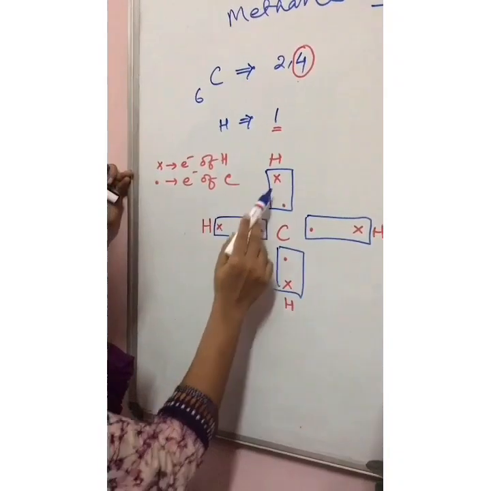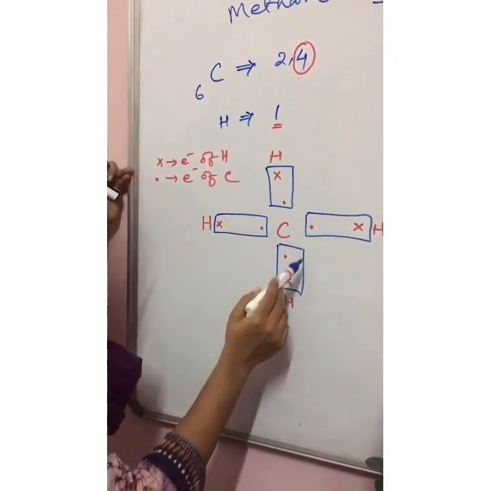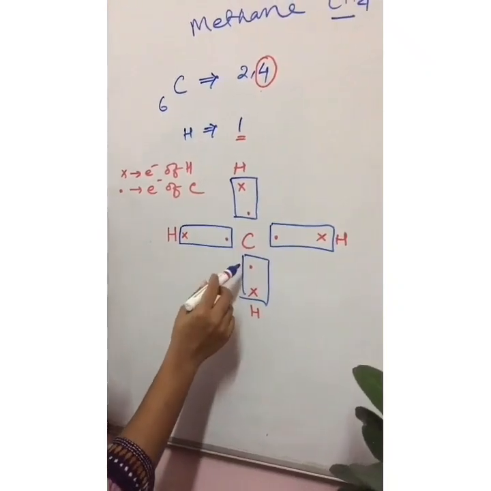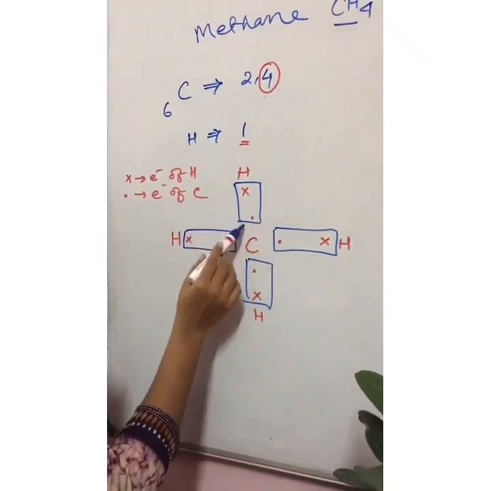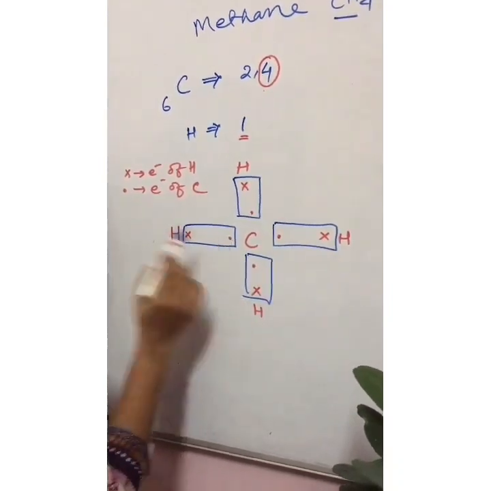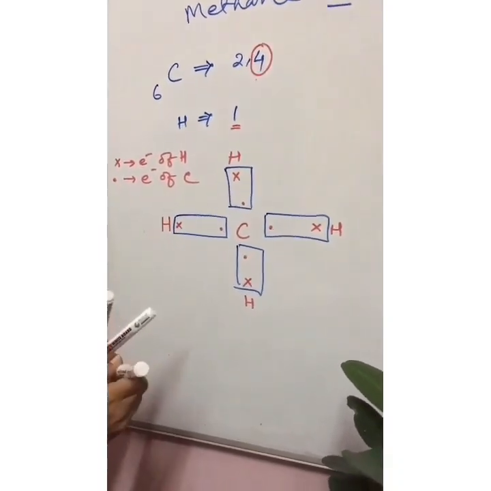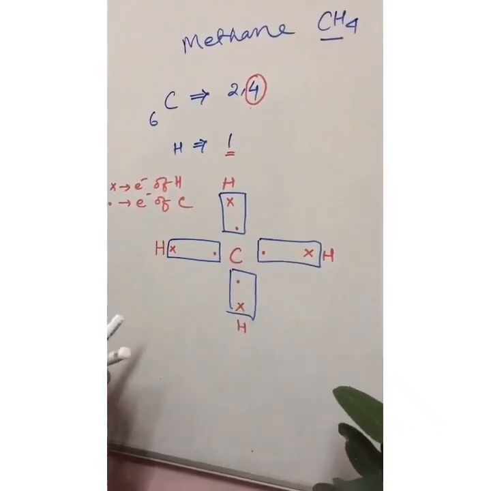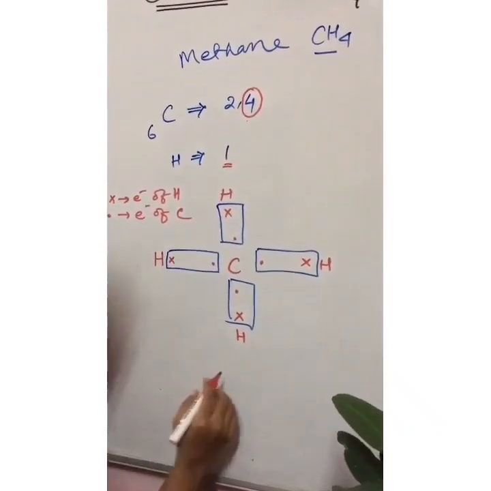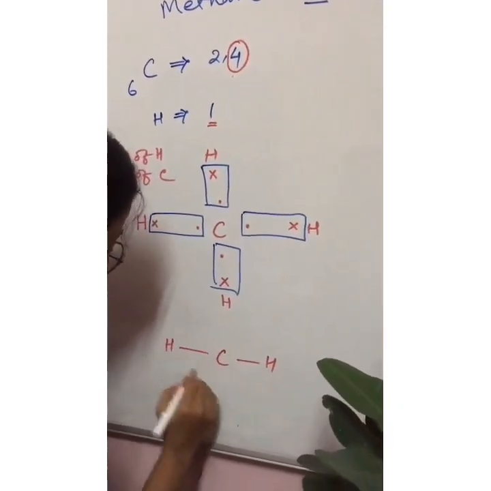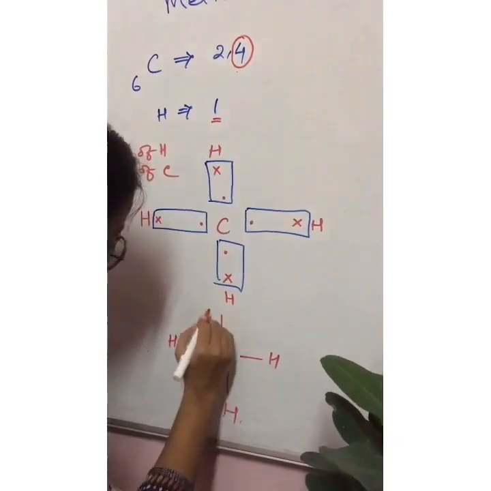Now let's see if octet is satisfied for carbon. Carbon has 2, 2, 2, 2. So 2 into 4, 8 electrons. So it has its octet satisfied. Now for this hydrogen it has 2 electrons. This hydrogen also has 2 electrons. This hydrogen 2, this hydrogen 2. So all the hydrogen gets its duplet satisfied and this carbon also gets its octet satisfied. So what do we get? The final picture. C, single bond H, single bond H, single bond H, single bond H.